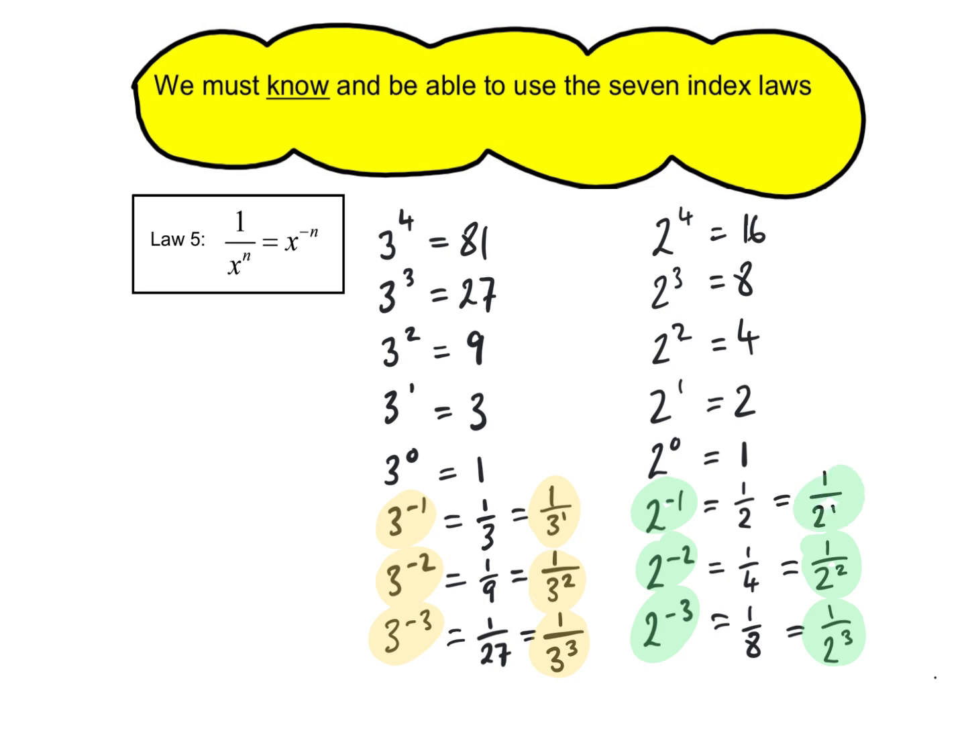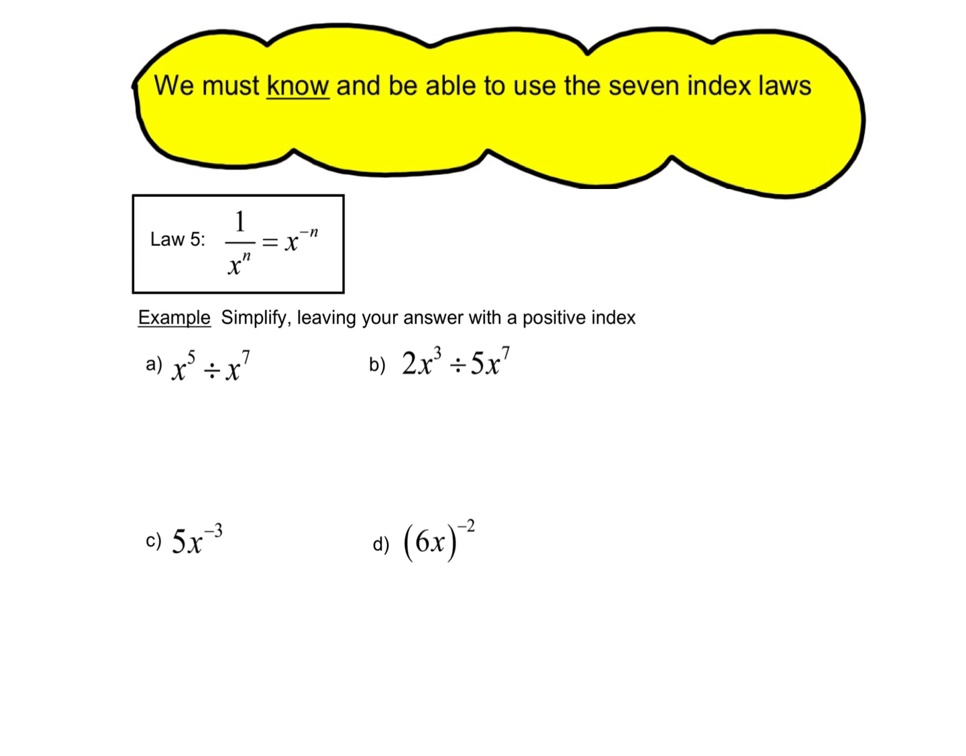So what we have here, if we look at this rule, x to a negative power is 1 over x to the positive power. So 2 to the negative 1 is just 1 over 2 to the positive 1, 2 to the negative 2 is just 1 over 2 to the positive 2, and 2 to the negative 3 is just 1 over 2 to the positive 3. We'll now go and look at a few examples putting this rule into action.